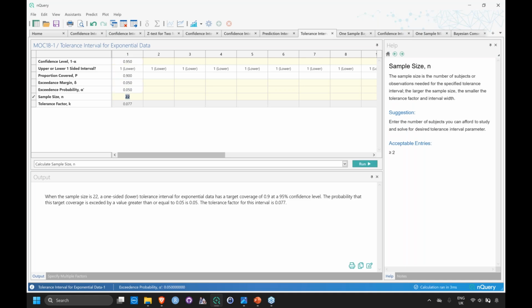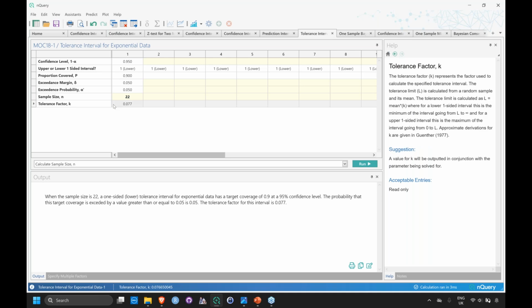And we see that we get the sample size of 22, which agrees with the Gunter reference. We also output in the read-only row a tolerance factor, and this is sort of an equivalent to the standard error that you'd see in a confidence interval calculation.